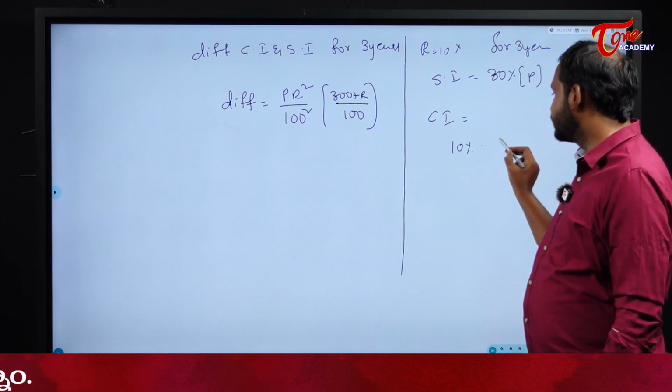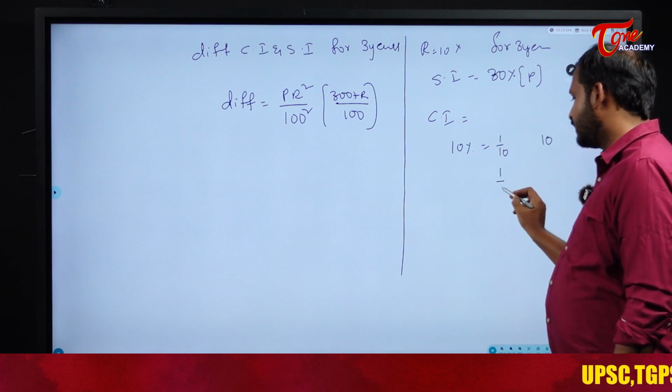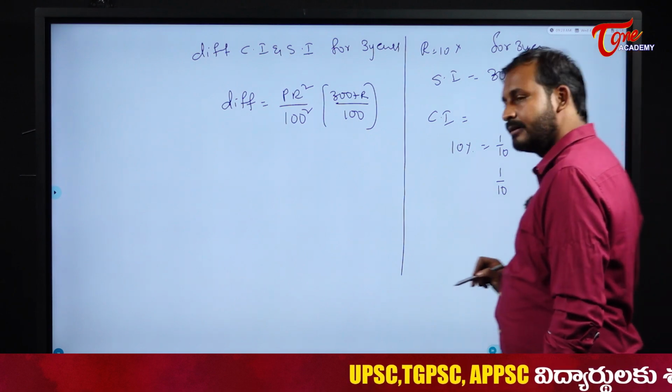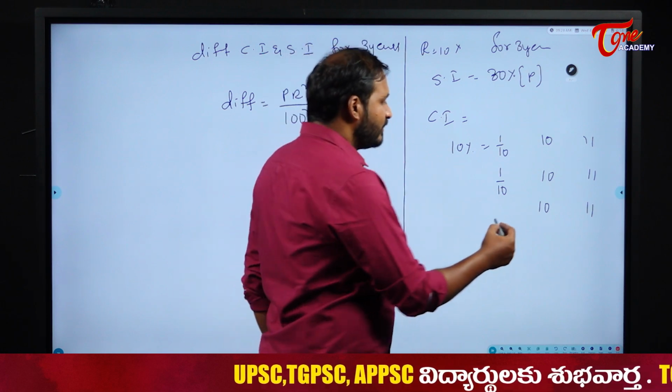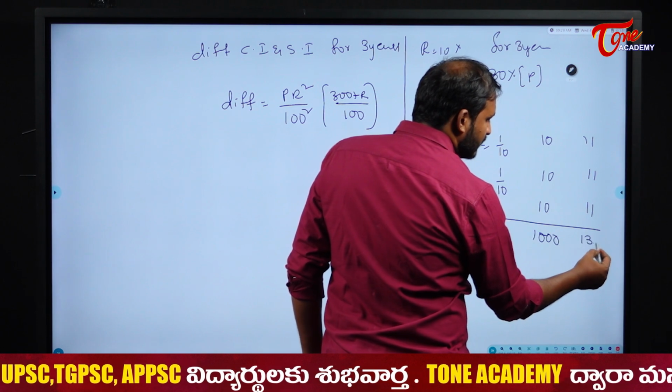So, 10% means what it becomes? 1 by 10. So, what we will write? 10 and 11. Next 1 by 10. Second year 10 and 11. And third year 10 and 11. So, overall this will become what for us here? 1000. And this will become 133.1.